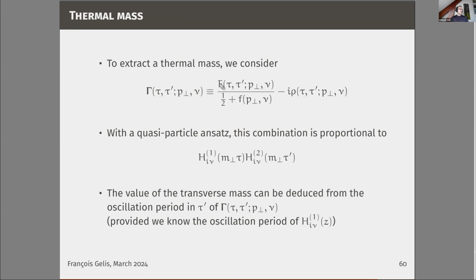For this, it's convenient to consider this particular combination of F and rho. And if you also assume a quasi-particle ansatz, this combination turns out to be just a product of Hankel functions. And then we look at the oscillation period of, say, the second factor, so the tau prime dependence. It's not exactly periodic, but it's a complex number that revolves around the origin in the complex plane. So you can define a kind of pseudo period, which is the time it takes to do one rotation around the origin in the complex plane. And then if you also know the period of oscillations of the Hankel function, and you compare the two, you can find the transverse mass here. So using this, we can extract the thermal mass.